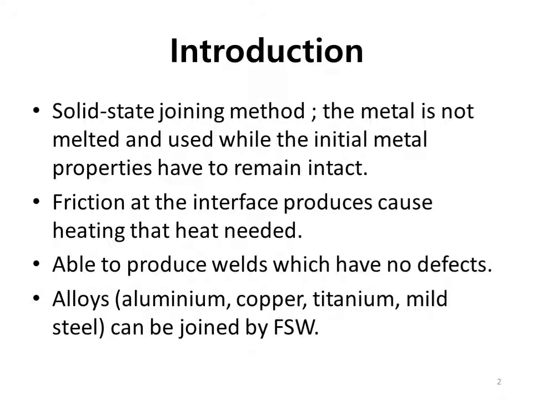For the introduction, friction stir welding is a solid-state joining method, which means the metal is not melted and the initial metal properties remain intact as far as possible. Heating caused by friction at the interface is needed to enter the various specimens. Friction stir welding is able to produce welds which have no defects usually associated with processes of fusion welding. Alloys like aluminium, copper, titanium and mild steel can be joined by friction stir welding.